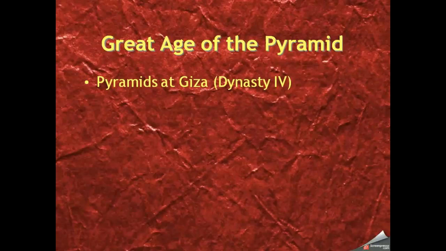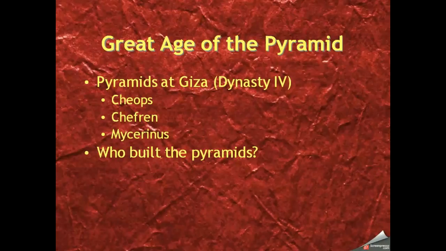The great age of the pyramids begins in the area of Giza during the 4th dynasty. The great ruler Cheops, or Khufu in the Greek, was the greatest ruler and the earliest ruler. He was followed by Chephren, and then finally Mycerinus. It raises the question that if these were not funerary monuments, what was the purpose of the pyramids? And even more interestingly, who built the pyramids?